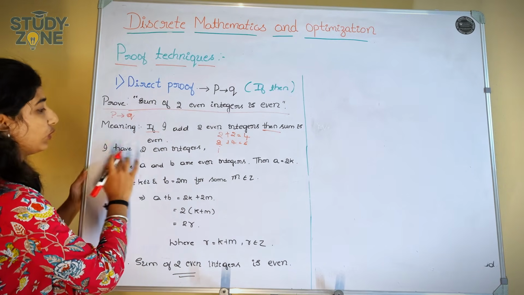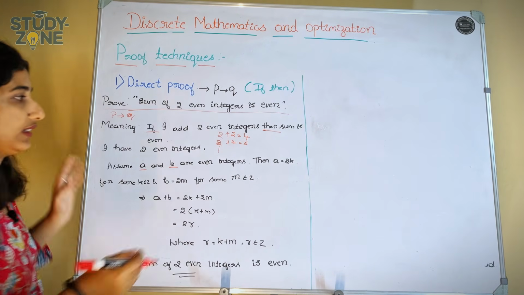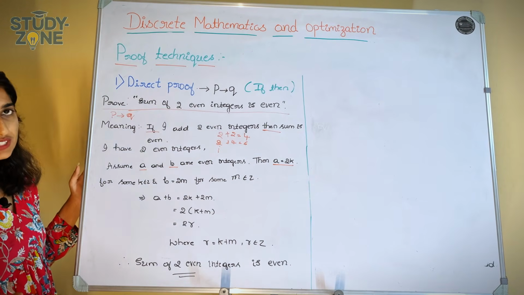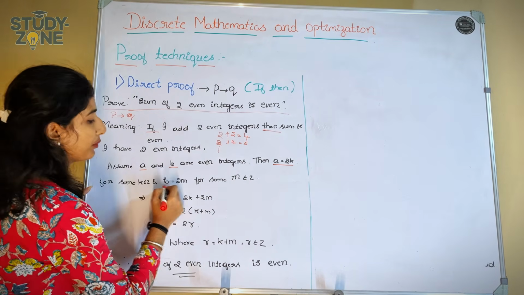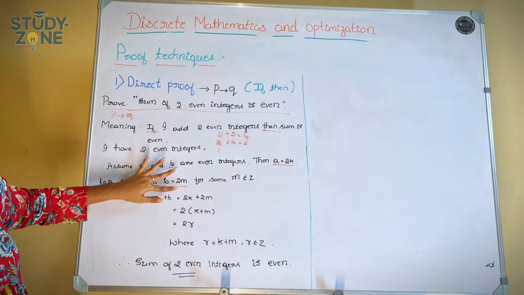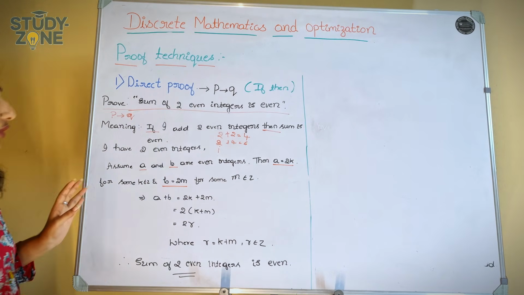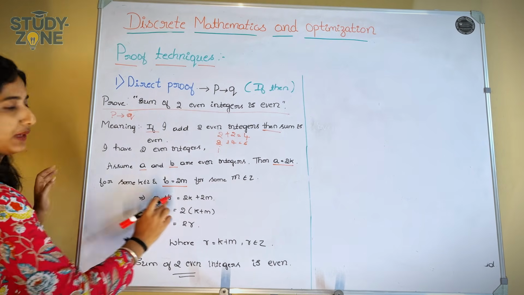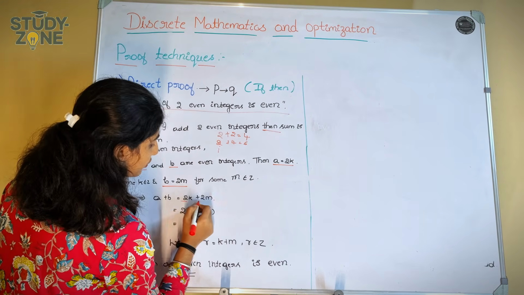If I have two even integers, assume a and b are even integers. Then a equals 2k and b equals 2m, for k belongs to Z and m belongs to Z. What do we have to do now? We have to add a and b, right? So a plus b equals 2k plus 2m. Now the common thing is 2.